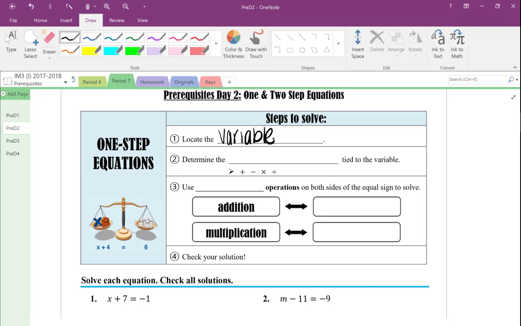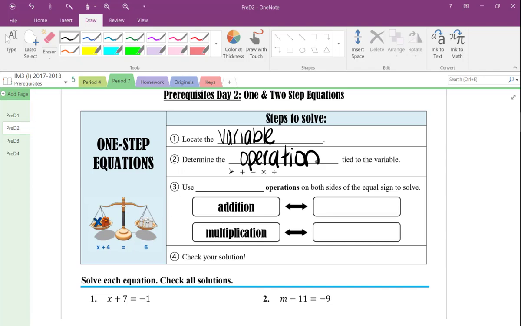Okay, so you want to locate the variable. Where is it? Is it on the right side of the equation? Is it on the left side of the equation? Where is it at? Then we want to determine what operation we're using with that variable. So operation. Again, if I spell something wrong, you can please let me know. And we know that operations are addition, subtraction, multiplication, division.